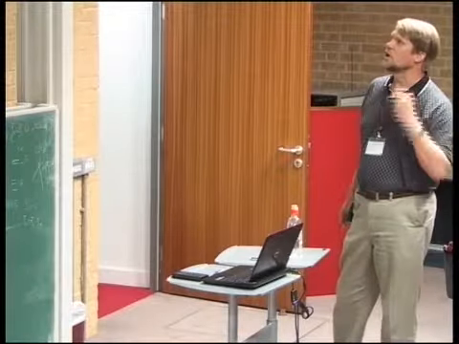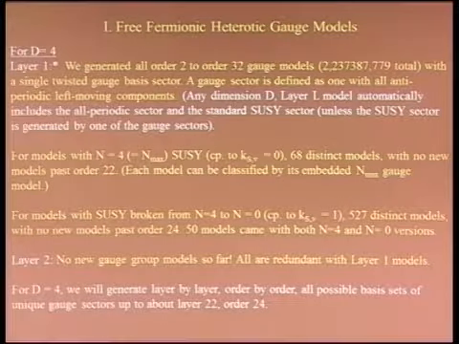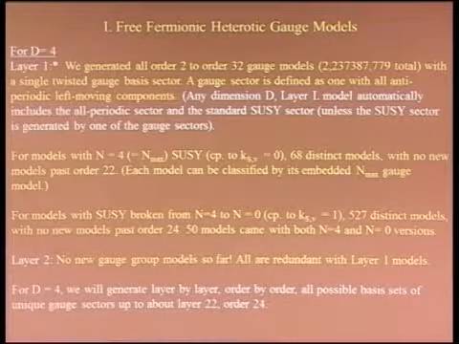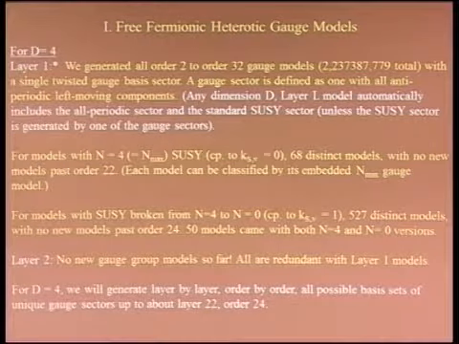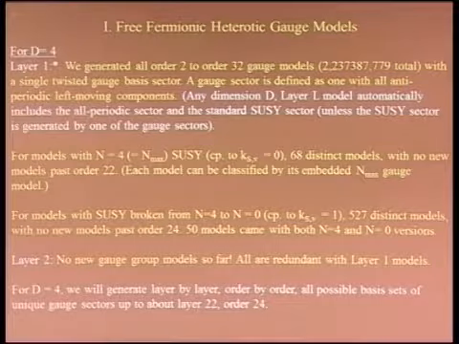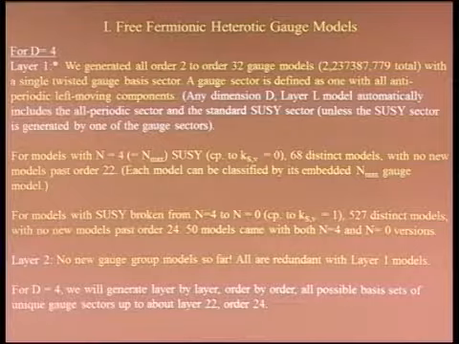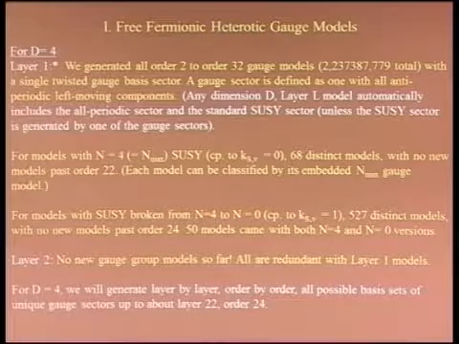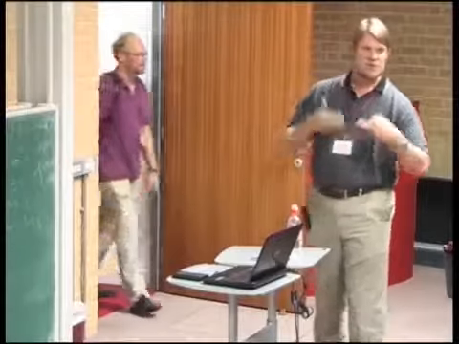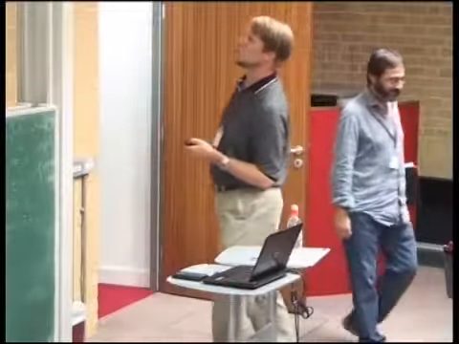For D equal 4 layer 1, we generated all order 2 to order 32 gauge models. Again, that was on the order of 2 billion with a single twisted gauge basis sector, from twisting of order 2 all the way up to order 32. Any dimension D layer n automatically includes the all-periodic sector and the standard SUSY sector. I'm saying layer in terms of the numbers that we are adding to the standard all-periodic sector and SUSY.